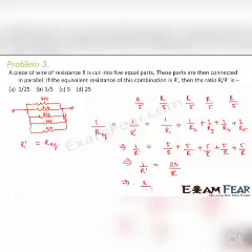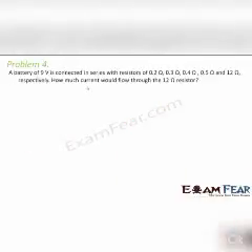Or we can say that R by R dash is equal to 25. So the ratio R by R dash will be equal to 25. So this is the correct answer. Let us look at the next problem.